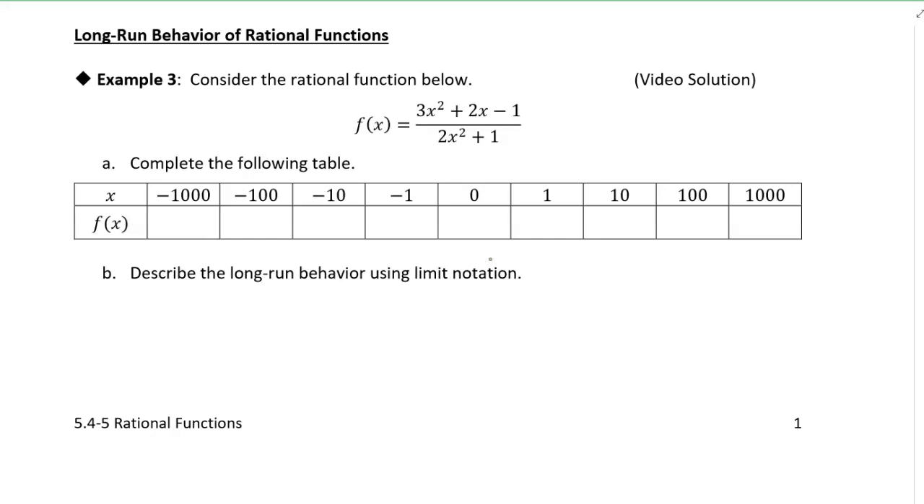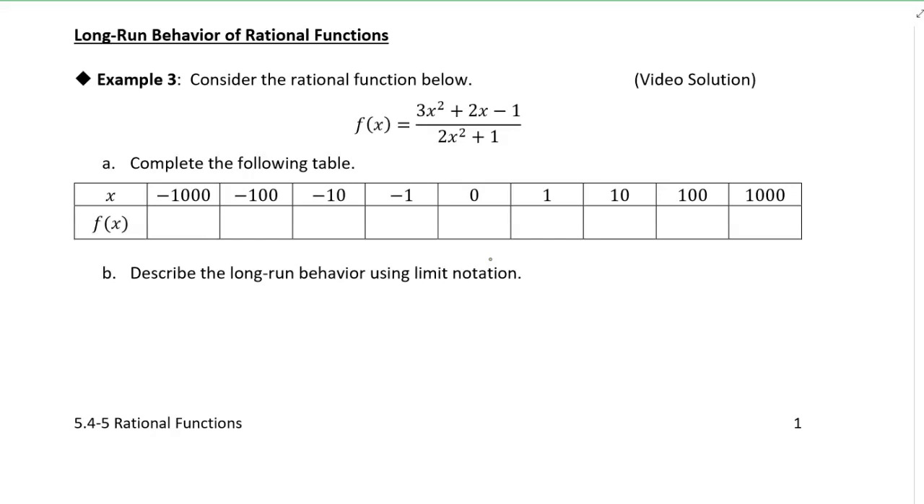All right, so we're going to put some values in. Now remember that long run behavior has to do with what happens to the function as x gets really, really large in the positive direction, or more and more and more negative, in the negative direction. When we go to the extremes in the long run in both the positive and the negative directions. So that's what this table is set up to show you.